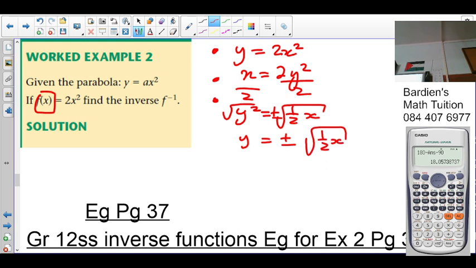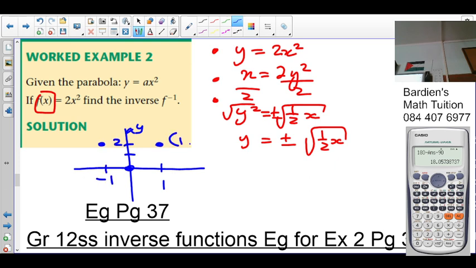People, if I reflect this parabola in the line y is equal to x, was it a function? No. That's why I wouldn't write the inverse as f to the minus 1 of x. If I had to draw this graph, I start with 0, so it's 0 and 0. 1 gives us 2. Minus 1 gives us 2 as well. So it's 1 and 2, minus 1 and 2. I just connect the dots there.